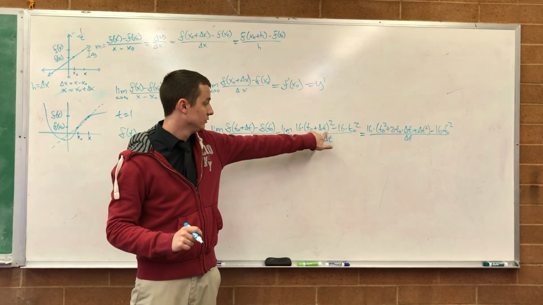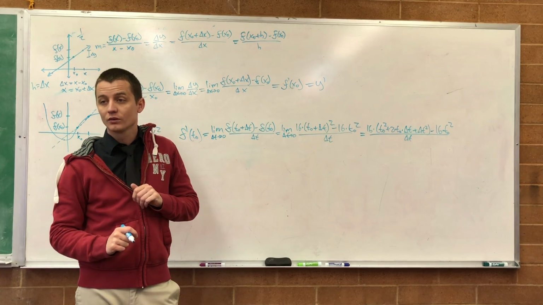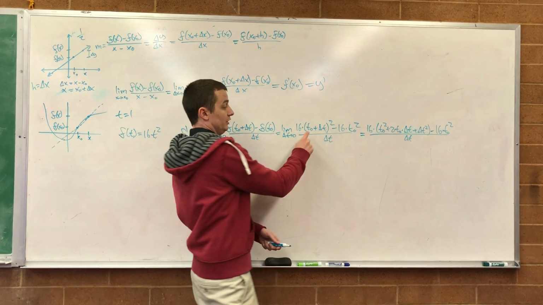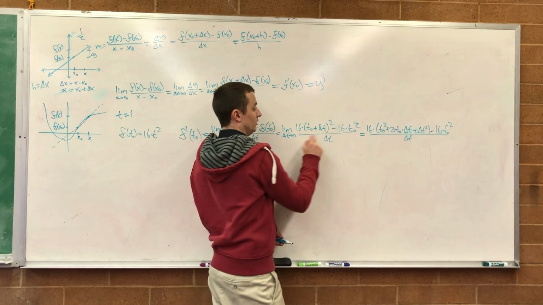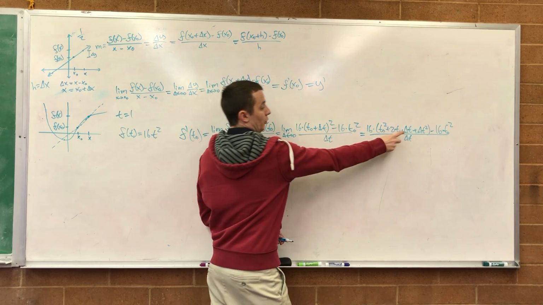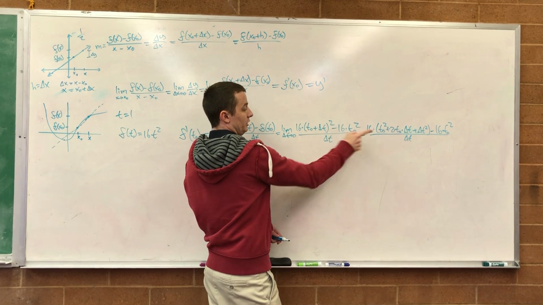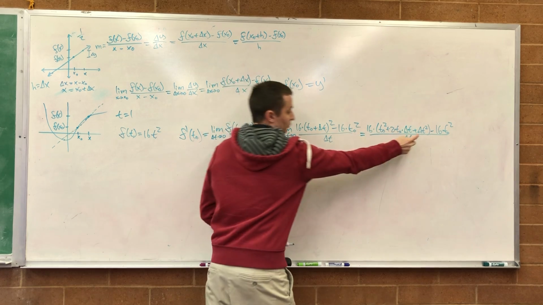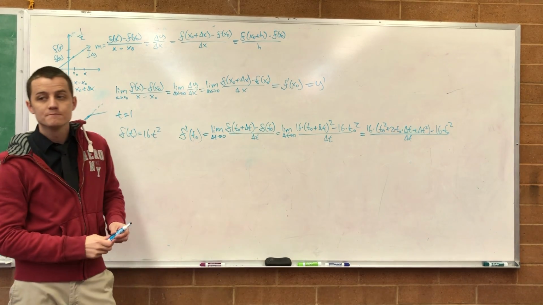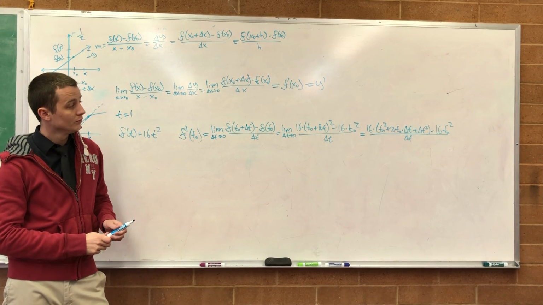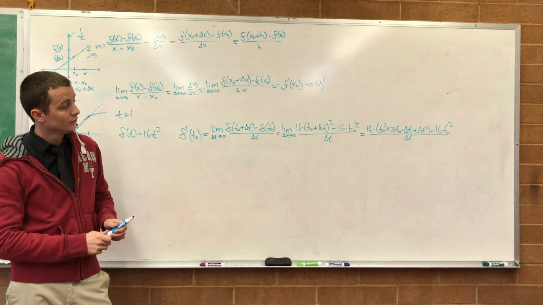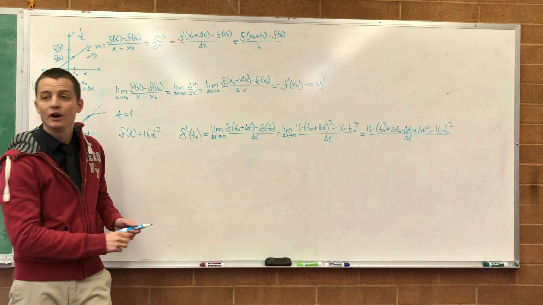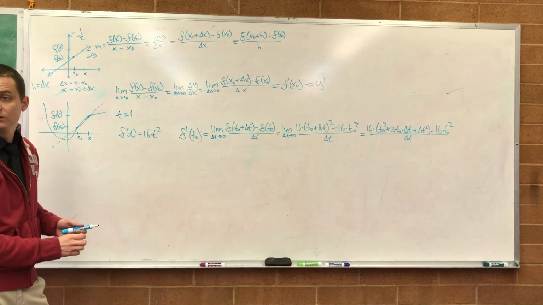Just squared this. Then you distribute the 16, right? t naught times t naught gives me this. t naught times delta t gives me one of those. Delta t times t naught gives me the other one. Delta t times delta t gives me the last term. Okay, why is there no multiplication? Oh, never mind, I see it. Any other questions?